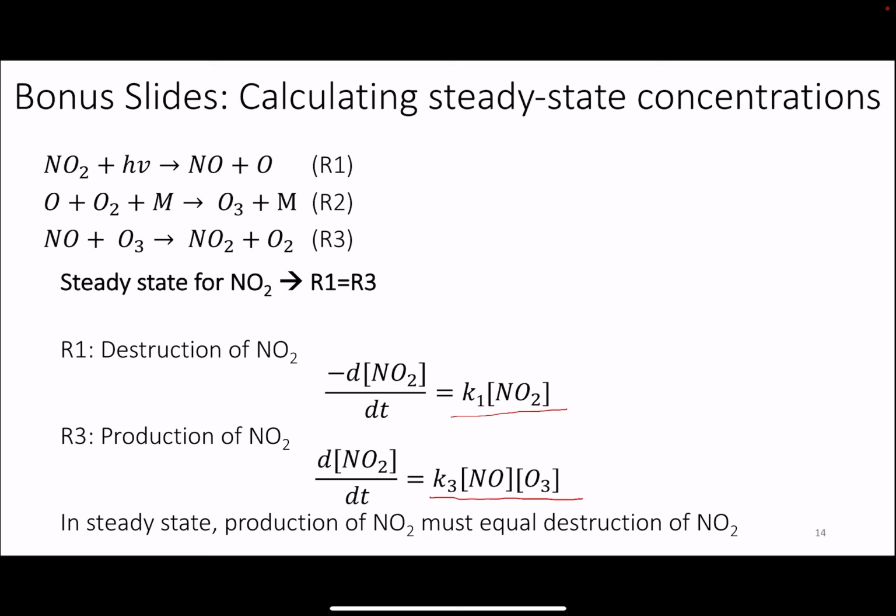So you could set them equal to each other, and we'll do this in your prac. You could say K1 times the concentration of NO2 must be equal to K3 times the concentration of NO times the concentration of ozone. So we'll use that equation in your prac to calculate some concentrations of NO and NO2.